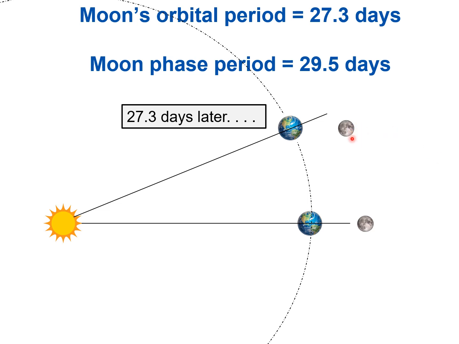So if you look at this top picture, the moon is no longer in the condition of having a full moon. It needs to be in line with the sun and the Earth. So the moon has a little bit of catching up to do. 27.3 days have passed, but the moon has to catch up to get up to where my red pointer is right here. And so that's going to take a little over 2 days. And then it's going to be a full moon. So that's why the moon phase period is about 2.2 days more than the moon's orbital period.